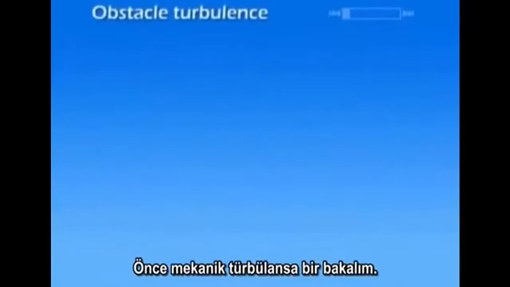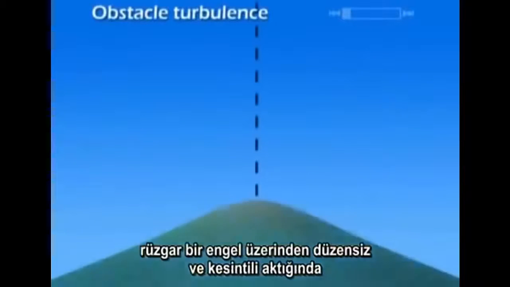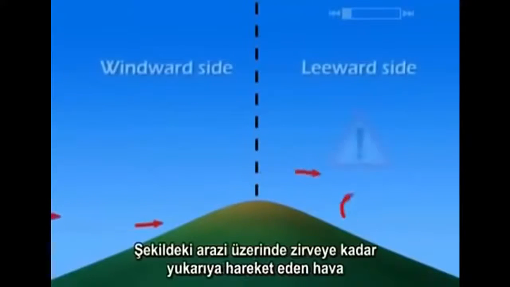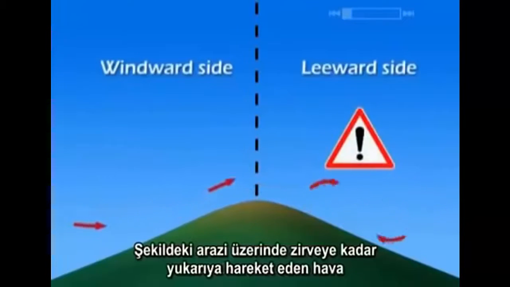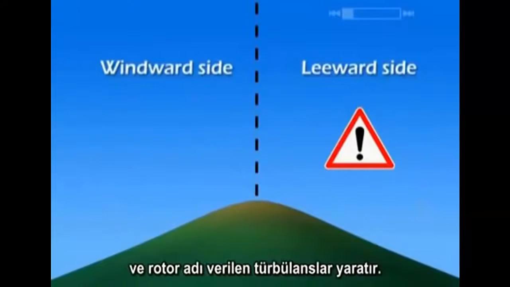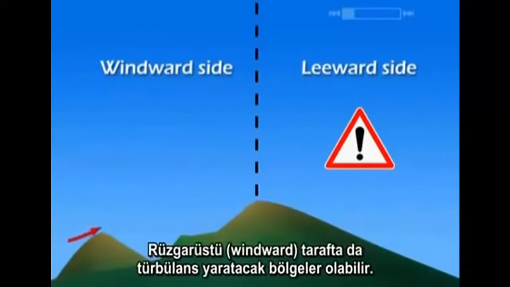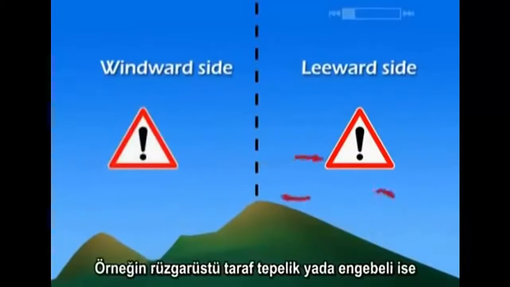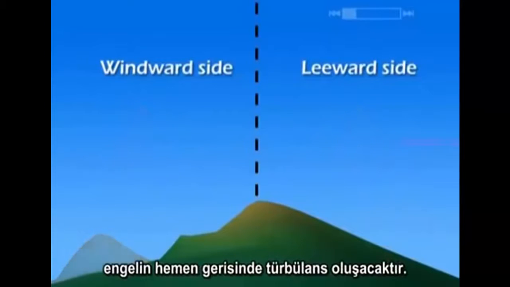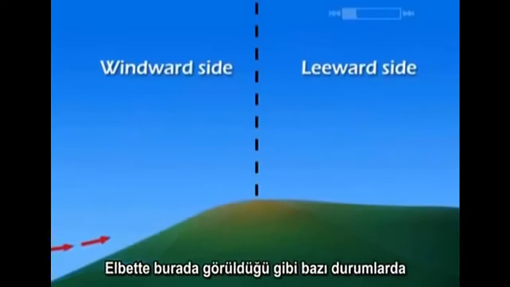Let's first look at obstacle turbulence. When the wind blows over an obstacle unevenly and discontinuously, turbulence forms. Air constantly flows up to the top of the windward side of this landform, but as soon as the air passes over to the leeward side, a depression forms, generating turbulences called rollers and rotors. There may also be areas of the windward side where turbulence occurs. For instance, if the windward side is hilly or irregular, turbulence will form in the immediate vicinity of the obstacle.